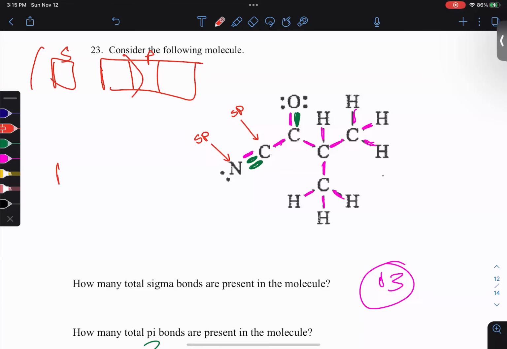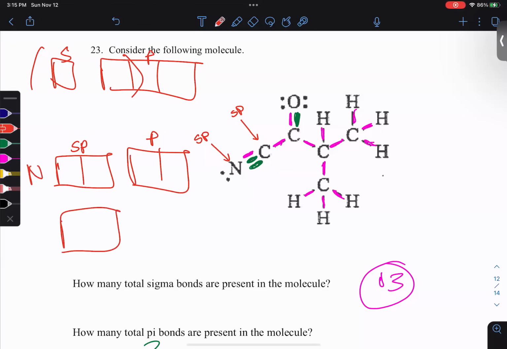I only have 2, so the new picture looks like this. There's my sp hybrid, there are my unhybridized p orbitals. So since nitrogen and carbon are sp hybridized, this is nitrogen, that's carbon, there's my sp set, there's my unhybridized p orbitals.